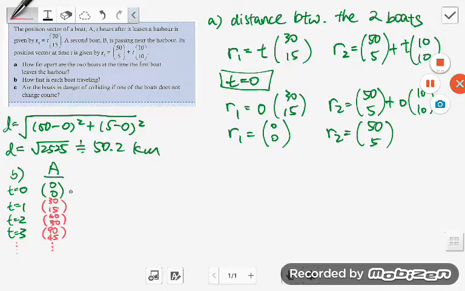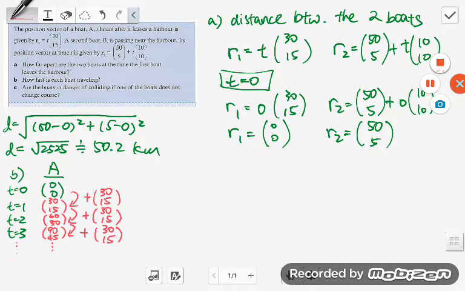So you can see that for boat A, for every hour, when I increase the time by 1, my position vector goes up by 30, 15, right? So there is a constant rate of change, which tells us how fast boat A is traveling. In other words, that's our velocity.